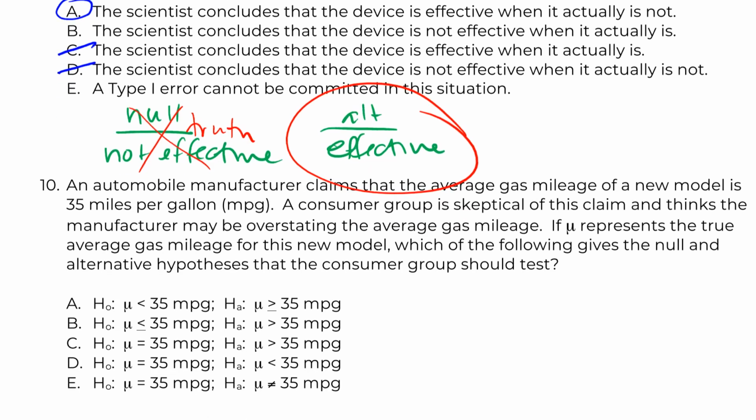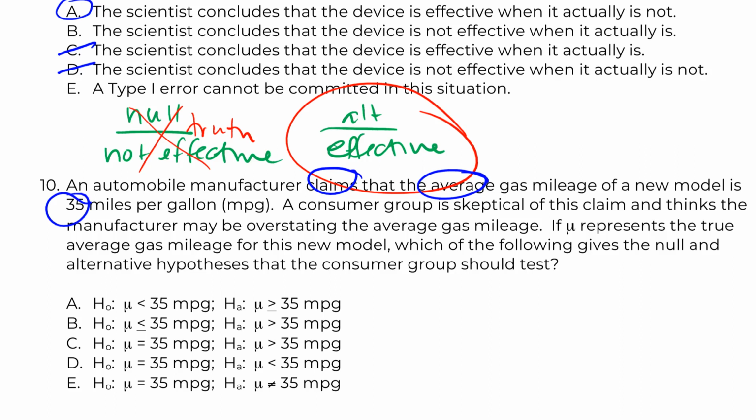And then number 10, might as well do both of these at once because they're quick. We have a claim that the average, so we see claim and average in the same sentence, is 35 miles per gallon. Well, that helps us not very much. All of these have 35, so great. They're all about mu. Great. These are the two things I would have immediately noticed.